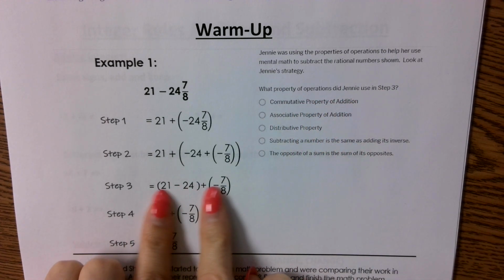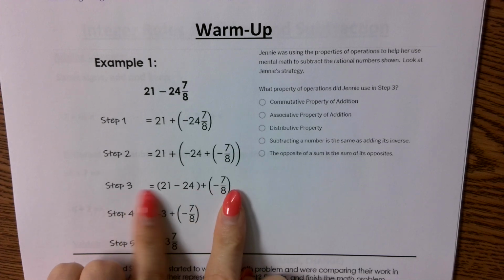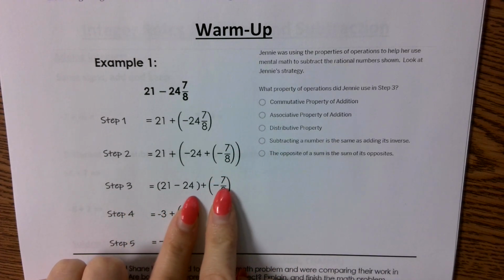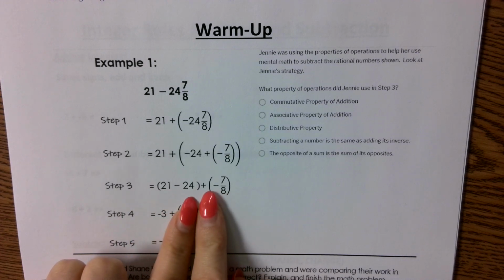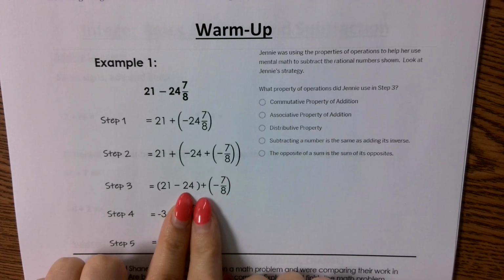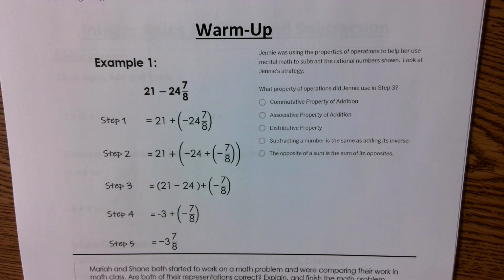So as we are getting here, in step 3, when she went from step 2 to step 3, what did you notice she did? Was it commutative property of addition, associative property of addition? Did she do distributive property? Was she subtracting a number is the same as adding its inverse, which we know is additive inverse? Or was it the opposite of a sum is the sum of its opposites? So what did you guys come up with?